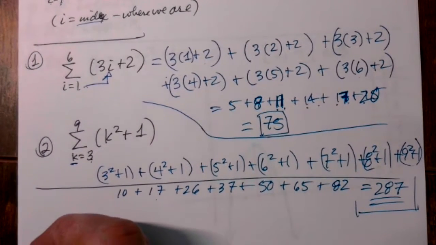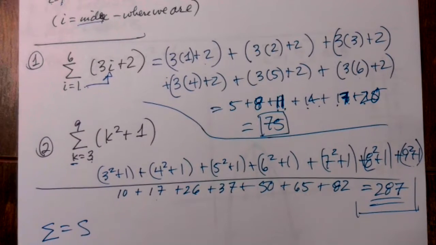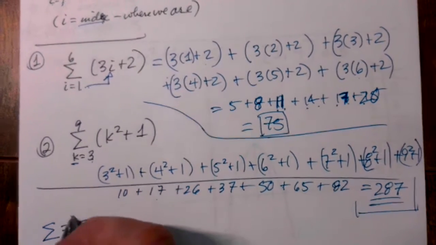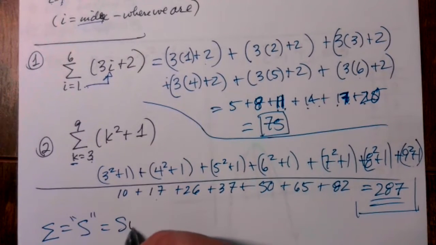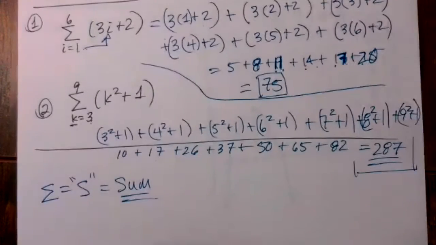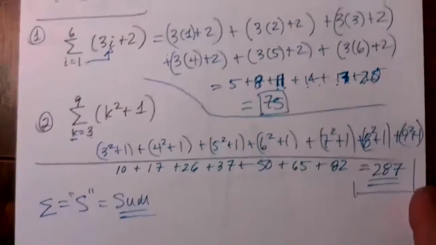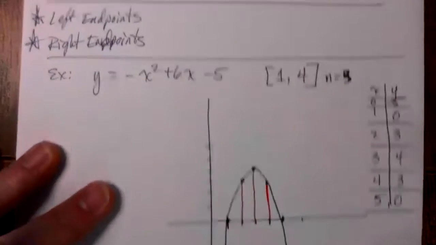So again, sigma notation, it's sigma like S for sum. Sigma looks like an E, but it's really like S for sum. In other words, just add them up. That is literally all it means. All right, so I'm going to the next.